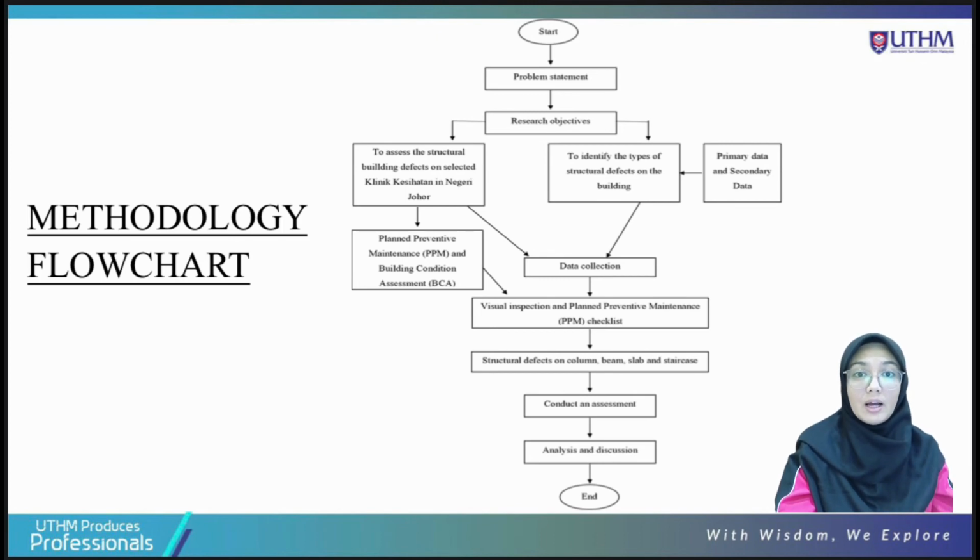So we do a preliminary assessment, then research objectives. The first one, to assess the structural building defects on selected Klinik Kesihatan in Negeri Johor. Second one, to identify the types of structural defects on the building. From these two objectives, we get the primary data and secondary data.